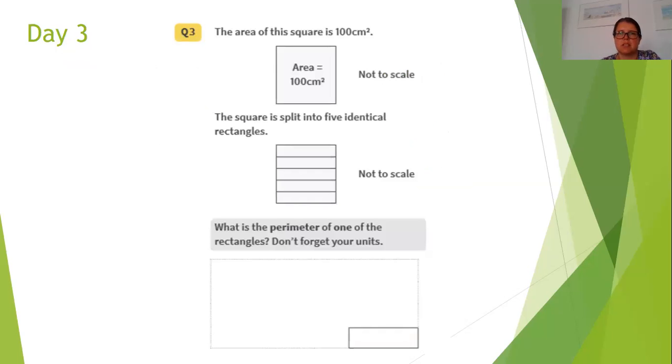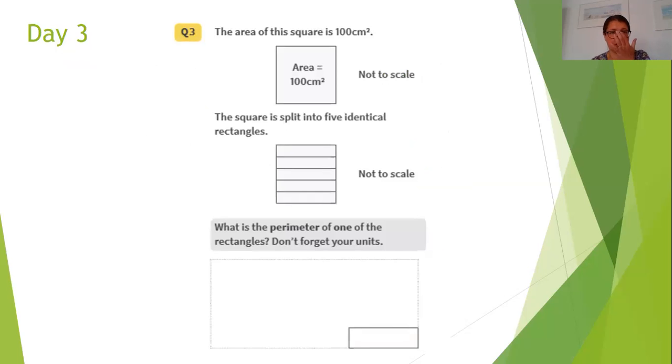So for our next question, we have the area of a square given as 100 centimetres squared. The square is split into 5 identical rectangles. What is the perimeter of one of the rectangles? Don't forget your units. I also want to look at the fact that it says they're not to scale, so don't bother getting your ruler out to measure it. This is one where you need to do the calculations.